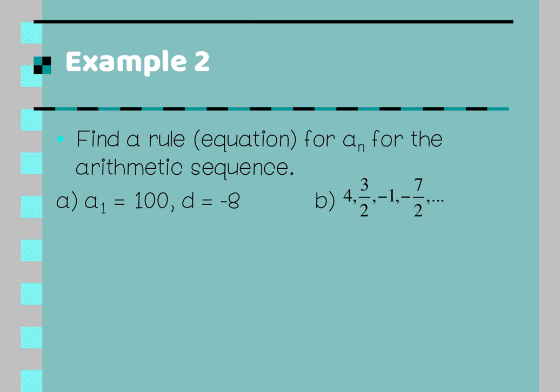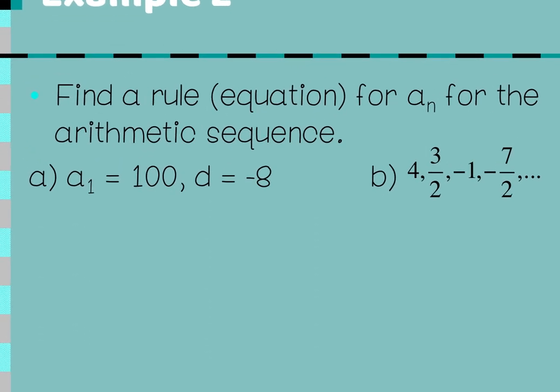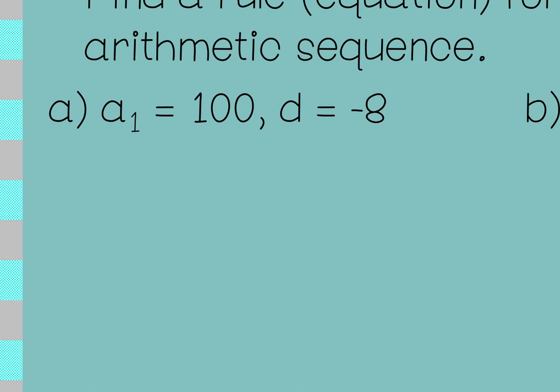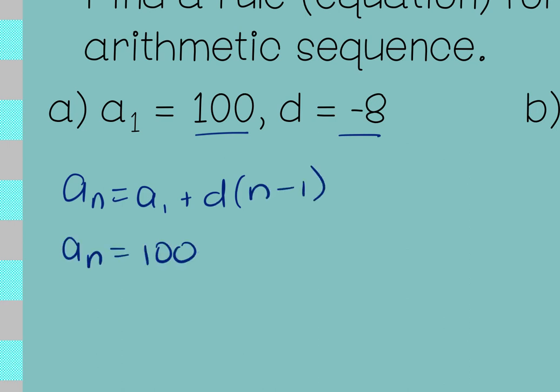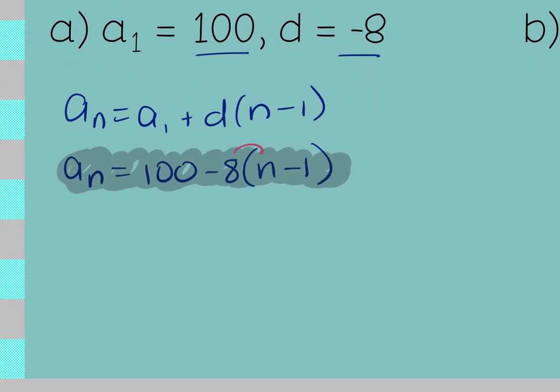All right, so example 2 says write a rule or an equation for the arithmetic sequence. So number 1, or A, sorry, gives you A1 and D. So an equals A1 plus D times n minus 1. An equals 100 plus a negative, which means minus 8 times n minus 1. And that is a totally acceptable answer. If it is open-ended, I'd take it. If it is multiple choice, you'd have to know that that can also be distributed. So it can also be distributed here. I'd get 100 minus 8n plus 8, or 108 minus 8n.